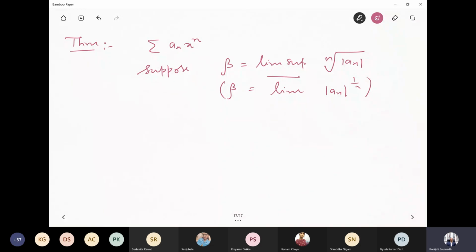So then we define, if the limit exists, then R equals 1 by beta. So this 1 by beta: if beta is 0, R is infinity. This is with the convention that R is infinity if beta is 0, and if beta is infinity, R is 0. And it is 1 by beta if beta is finite.